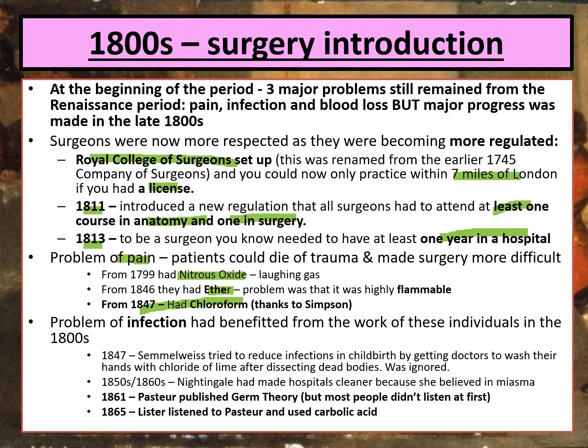In terms of the other problem of infection, there was major progress made during this time period, mainly thanks to Pasteur's germ theory, which he published in 1861, but generally wasn't listened to until about the 1880s. There were other people that had played a crucial role in trying to deal with the problem of infection. For instance, Semmelweis and also Nightingale also had a role in trying to deal with this problem. So we're going to talk about some of those individuals in a little bit more detail over the next slide.